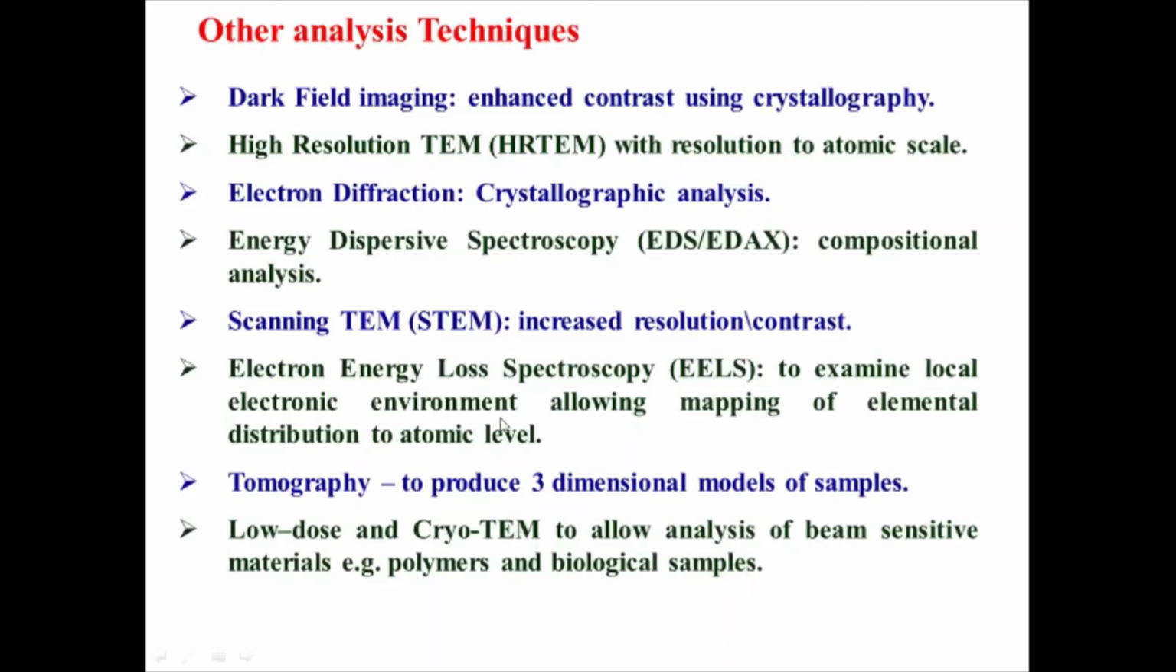Another imaging mode is called tomography, where you can generate three-dimensional models of samples by capturing the images on a time scale and then superimposing them; you get the three-dimensional image, which is called tomography. For a cryo TEM, you have to use a low dose because the biological samples should not get destroyed due to the very high intensity and high kinetic energy. So the intensity as well as the energy is minimized for the biological or soft samples.